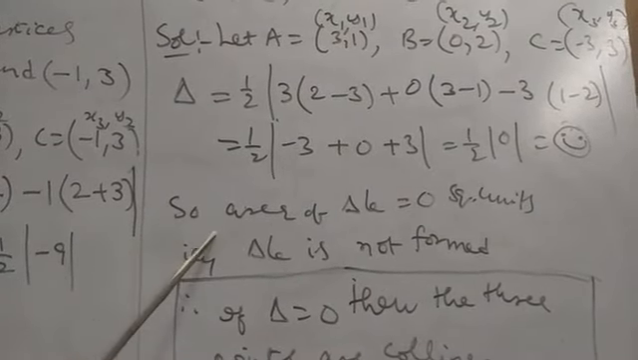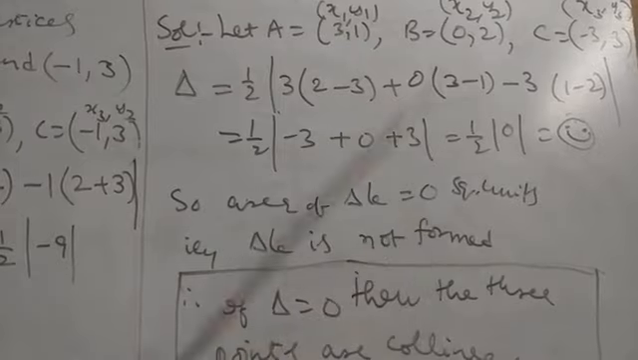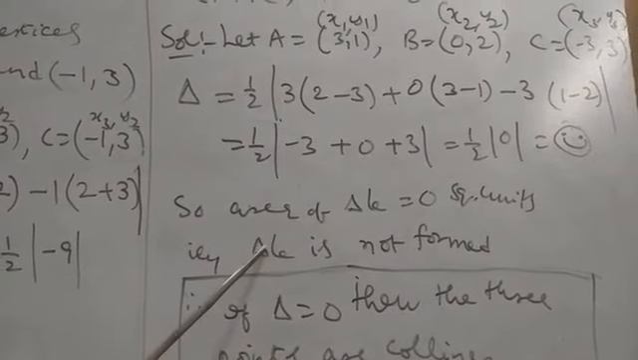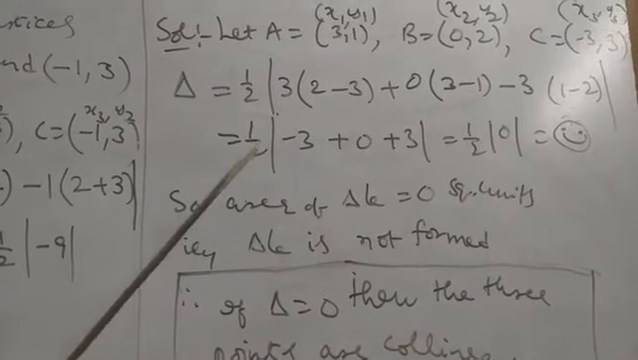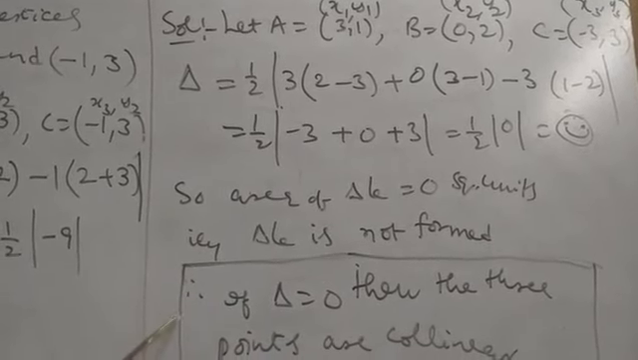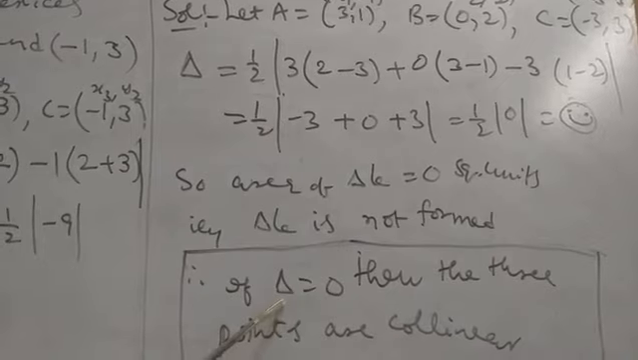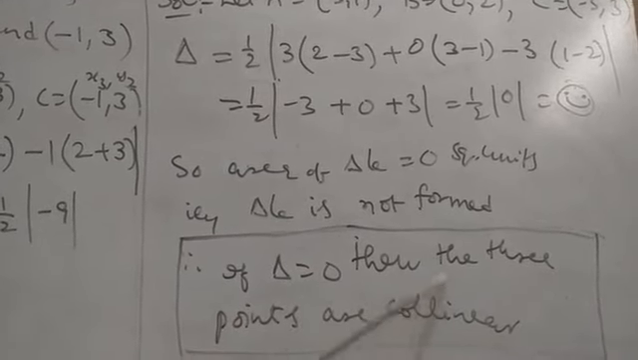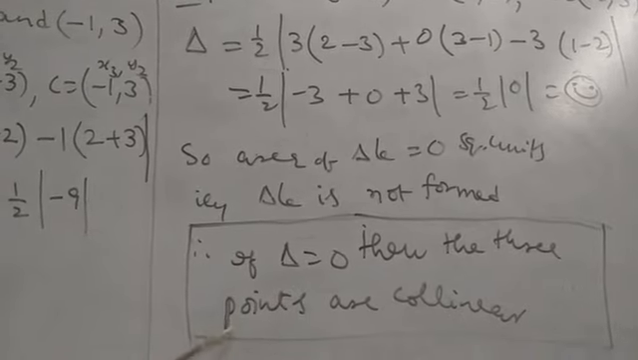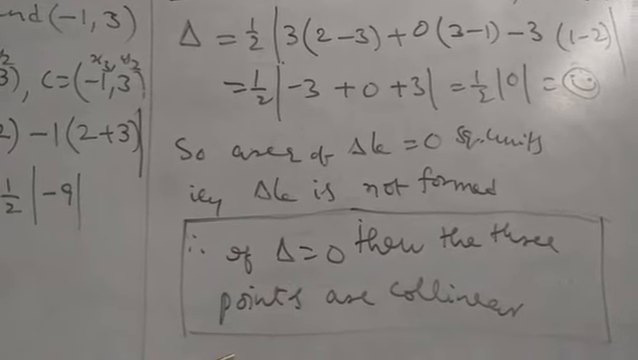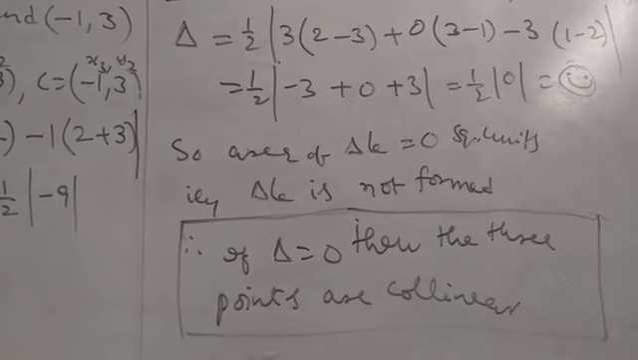So what we have observed, the area of the triangle becomes 0 square units. That means a triangle is not formed. So we can conclude from this, if the area of a triangle is 0, then the 3 points are collinear. So this is another condition to prove the collinearity of 3 points by using the area of the triangle formula.